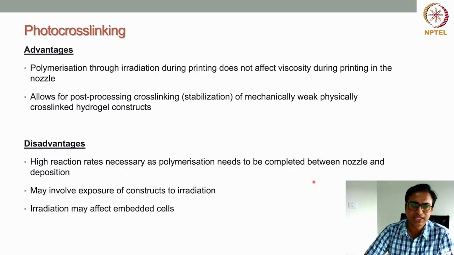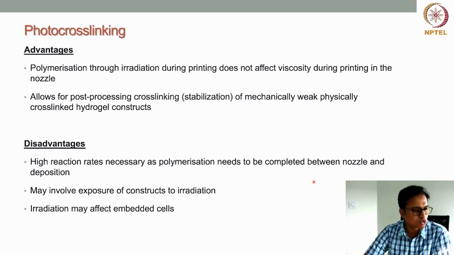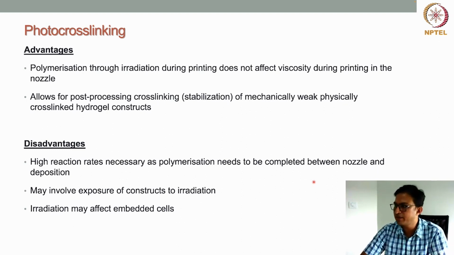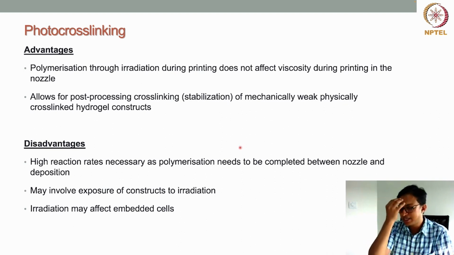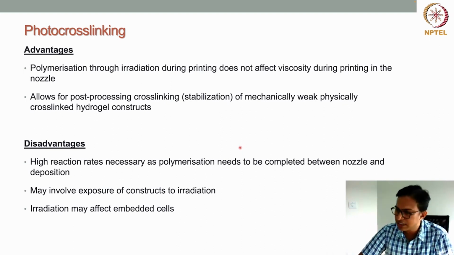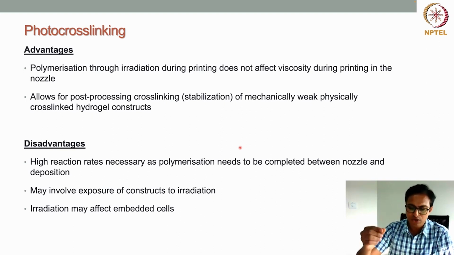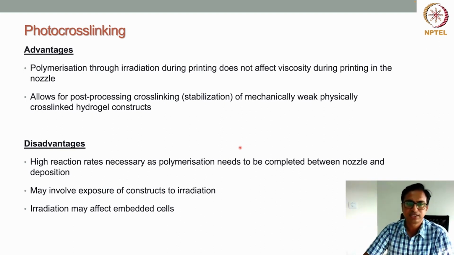In the case of photo cross-linking, there are also certain advantages and disadvantages, because, as I already mentioned, this is based on photopolymerization. Photopolymerization through irradiation during printing does not affect viscosity during printing in the nozzle. In certain cases, the photo cross-linking can initiate during the flow of the bioink through the nozzle. That time itself, the photopolymerization process can get started. But with this photopolymerization process, the viscosity of the material does not increase immediately.